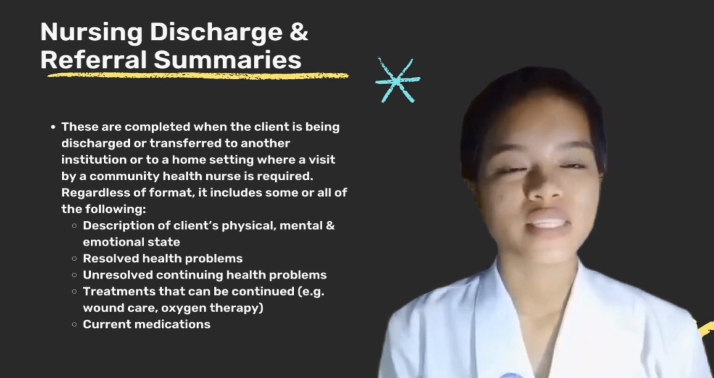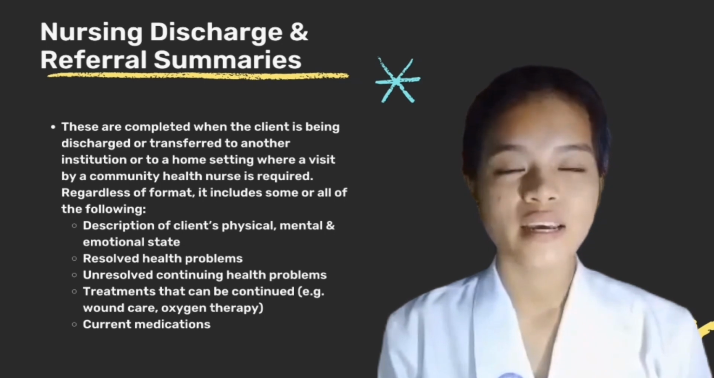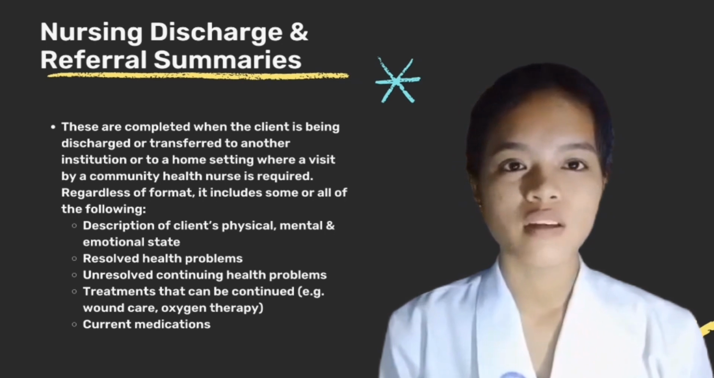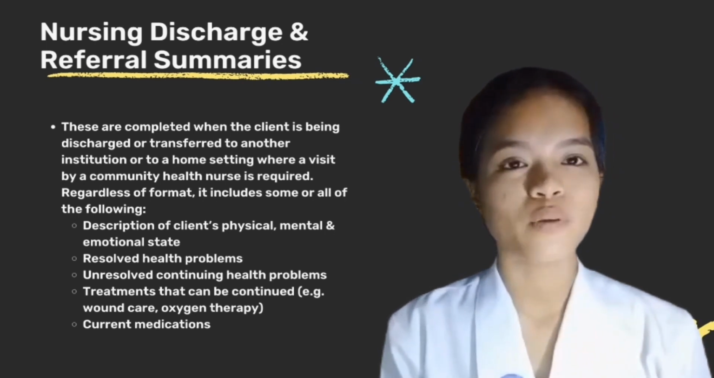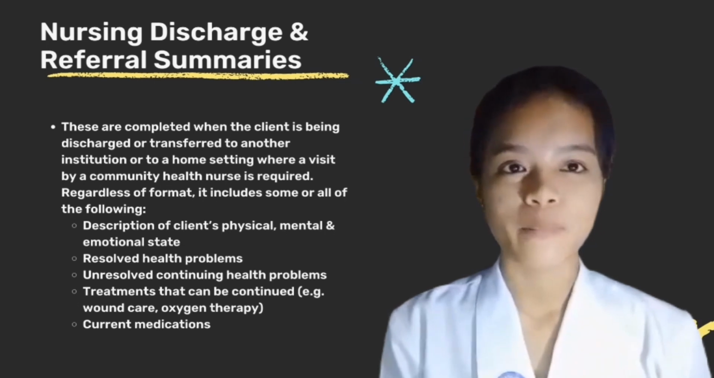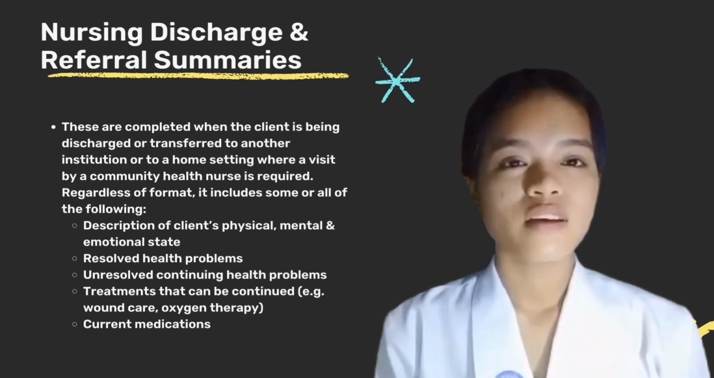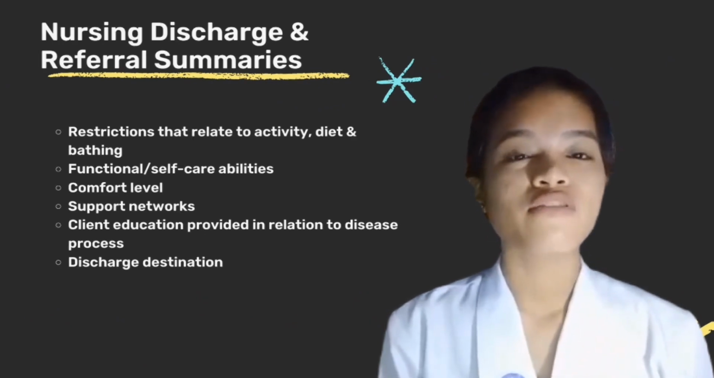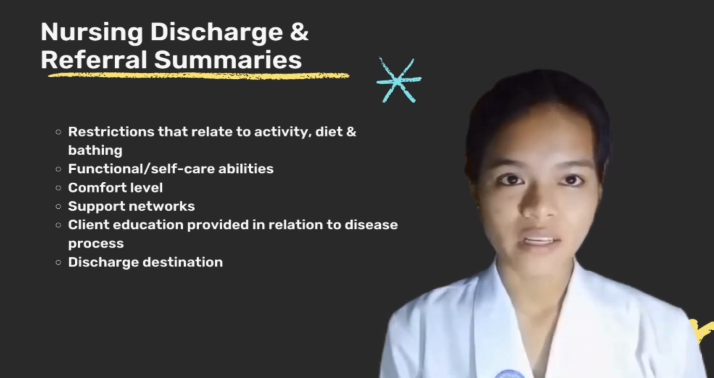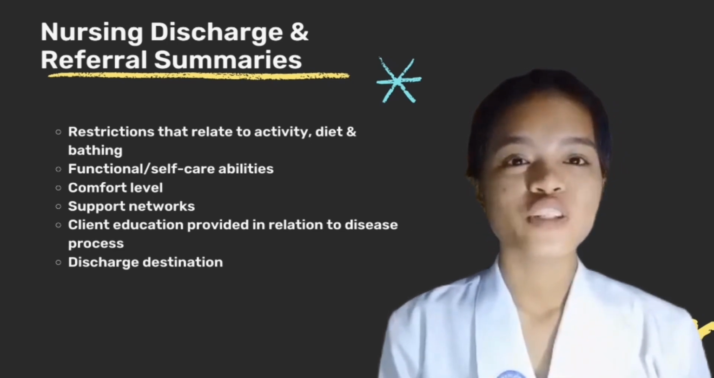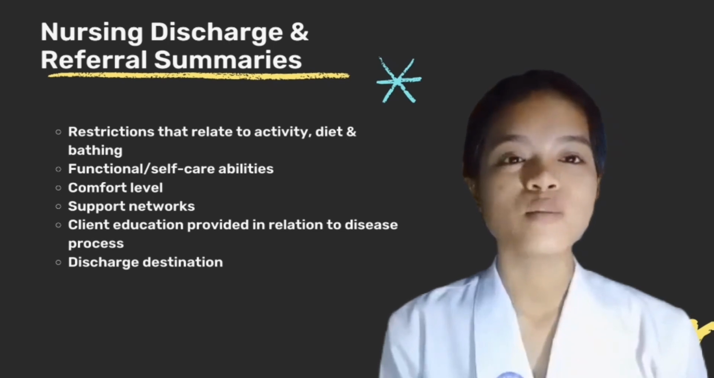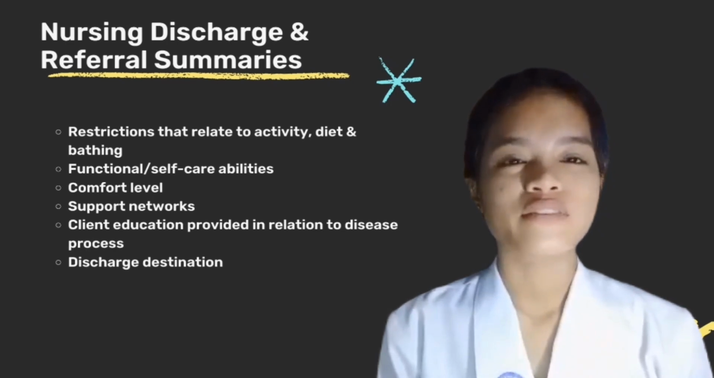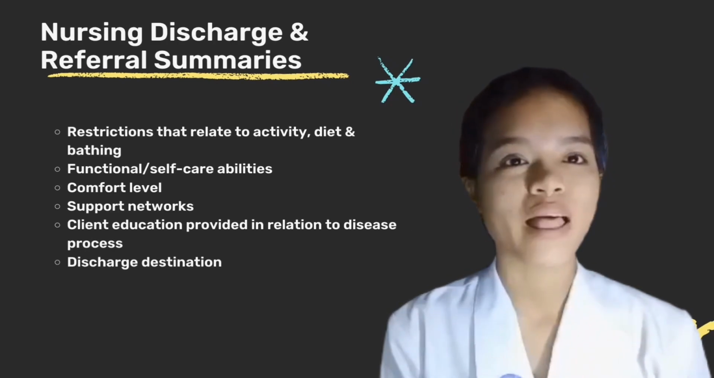Description of client's physical, mental, and emotional state, resolved health problems, unresolved continuing health problems, treatments that can be continued, for example, wound care and oxygen therapy, current medications, restrictions that relate to activity, diet, and bathing, functional self-care abilities, comfort level, support networks, client education provided in relation to disease process, discharge destination, referral services like, for example, social worker or home health nurse.